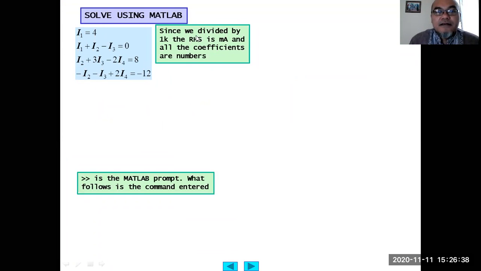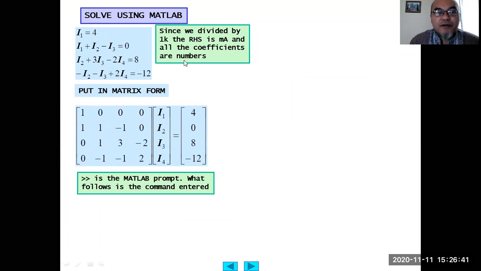Yeah, here, and you can put it into matrix form. So this becomes 1, 1. The third equation has a 0 coefficient for I1. The fourth equation also has 0 for I1, and the first equation has 0, 0, and 0 as the coefficients for I2, I3, and I4. The second equation is 1, 1, negative 1, and 0 here. The third equation is 0, 1, 3, negative 2. The fourth equation is 0, negative 1, negative 1, 2. And the right-hand side coefficients will be 4, 0, 8, negative 12.